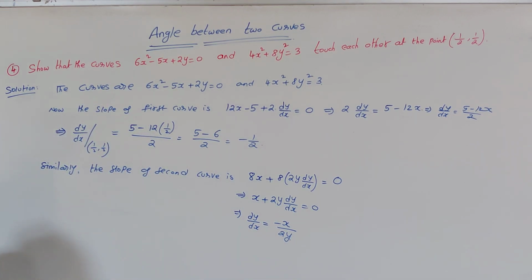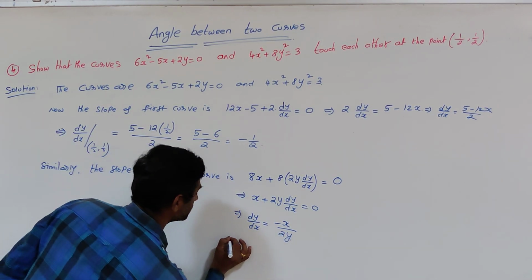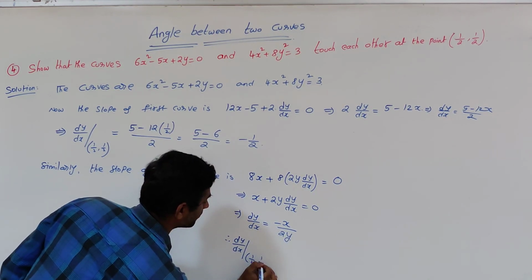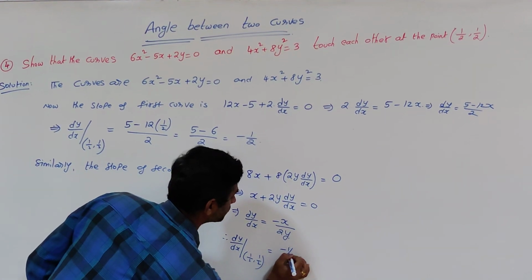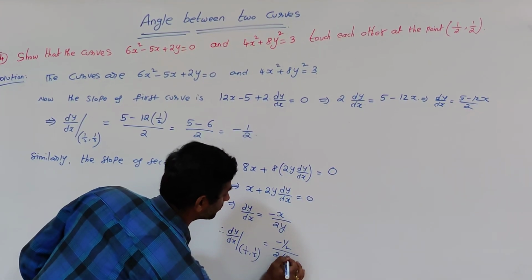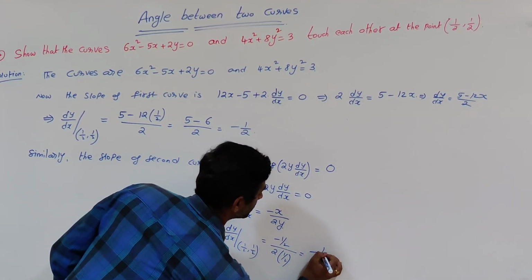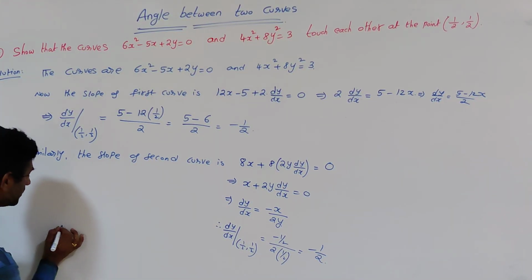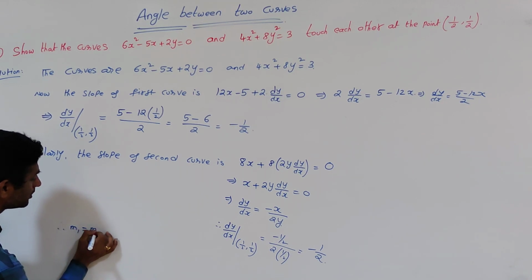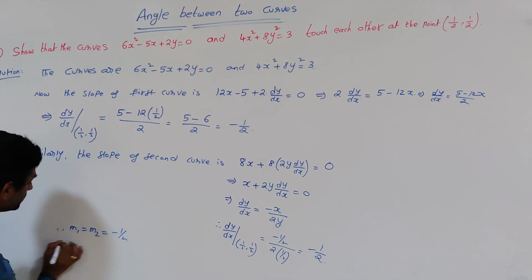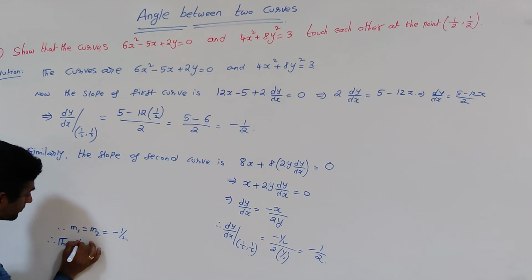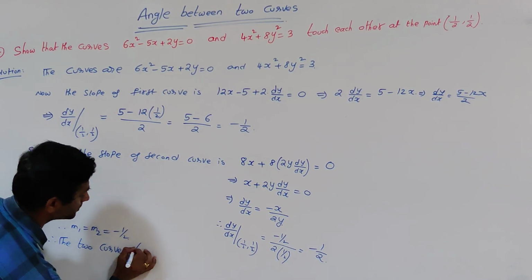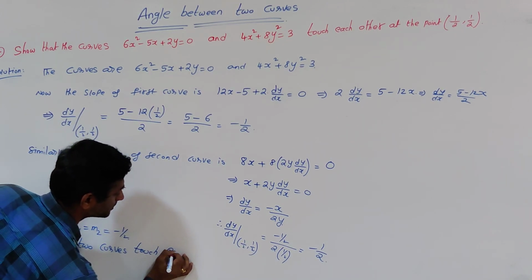Minus x by 2y. But at what point? dy by dx at 1 by 2 comma 1 by 2 will be minus 1 by 2 by 2 times of 1 by 2, which is minus 1 by 2. So the slopes are equal. Therefore, m1 is equal to m2 is equal to minus 1 by 2. Therefore, the two curves touch each other.